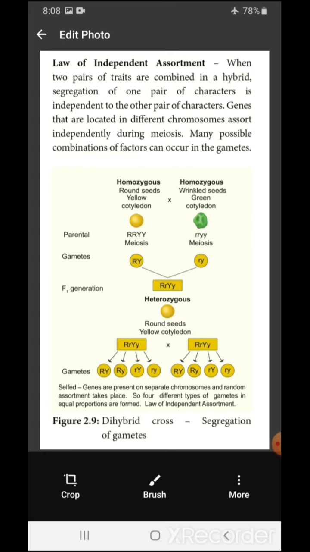What are the gametes obtained from the F1 generation? Capital R, capital Y, both are dominant. Then capital R, small y, it's heterozygous. Then small r, capital Y, it is also heterozygous. Small r, small y, it's homozygous recessive. So these are the 4 different types of gametes obtained from the F1 generation. When they self-fertilize, it produces offspring in the ratio 9:3:3:1.